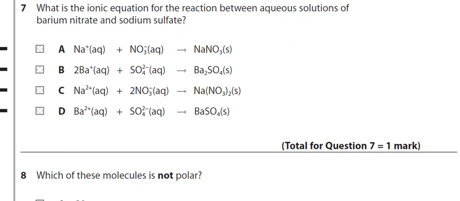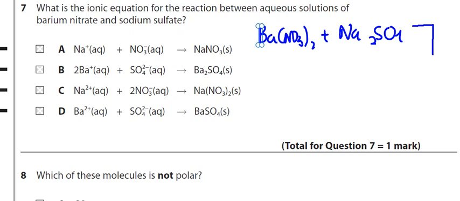What is the ionic equation for the reaction between aqueous solutions of barium nitrate and sodium sulfate? So let's write the equation. We get barium sulfate and sodium nitrate, 2NaNO3. Let's balance the equation. 2 sodium, 2 nitrate, sulfur, everything is balanced now.